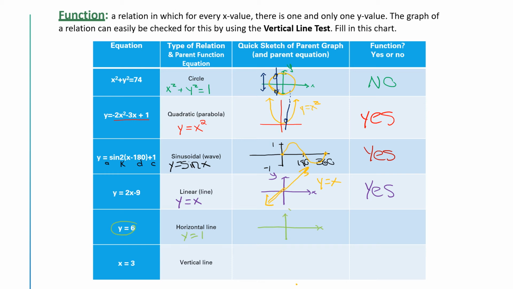Horizontal line means I'm just going to draw a horizontal line on here somewhere. I'll do the one that is actually given in the question, which is y equals 6. So let's say 6 is here. There's y equals 6. That should be perfectly horizontal. I should be using a ruler. That's y equals 6. So there's a horizontal line.